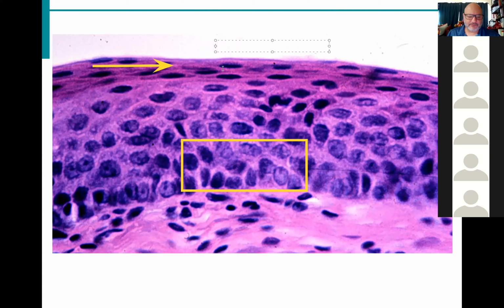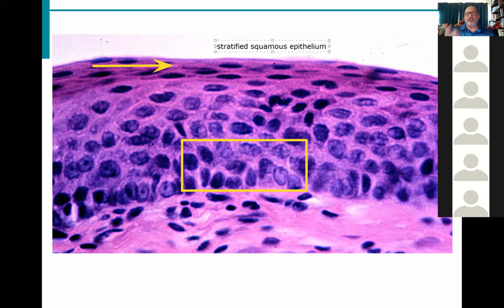Is it the skin? No, I didn't say the location. I asked you for the tissue type. Keratinized stratified? Well, let's start with stratified because it's definitely more than one cell layer. Non-keratinized? Well, let's not worry about keratinized and non-keratinized yet. We'll get to that in a second. All right. Stratified squamous. Excellent.